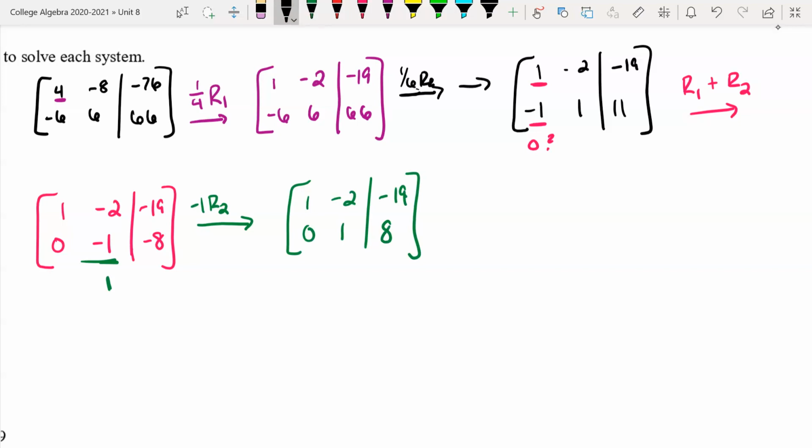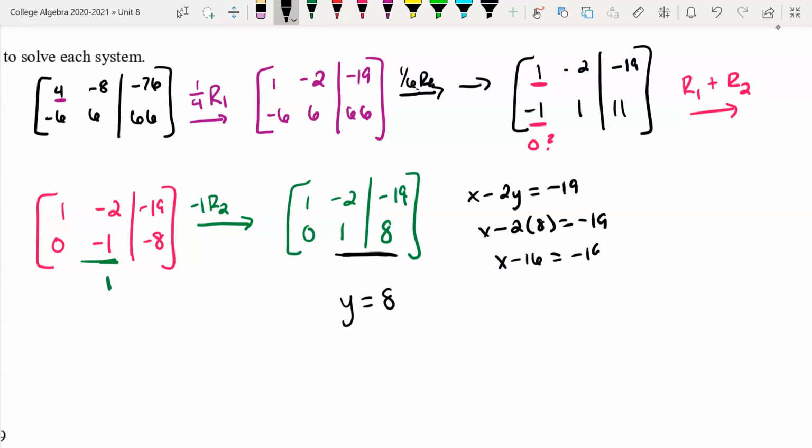So what that does is this right here solves for y. So I know y is equal to 8 because there's 0 x's, but there's 1 y. So when you know that, you can write the top equation, and you can solve it using that information. So x minus 16 equals negative 19. I'm going to add 16. X equals negative 3. So my answer to this problem would be negative 3, 8.